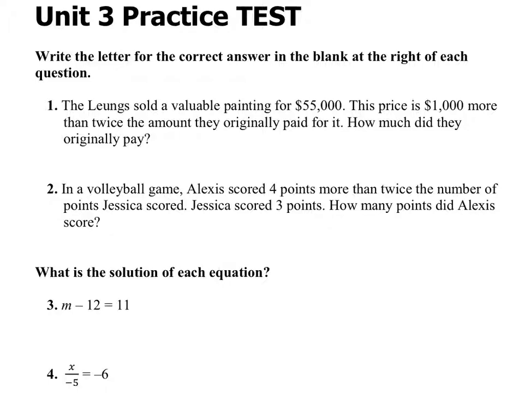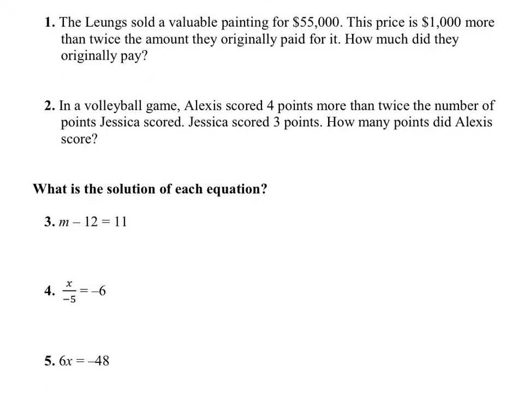All right. It says write a letter or something like that, but we're going to skip that. So, this family sold a valuable painting for $55,000. This price is $1,000 more than twice the amount they originally paid for it. How much did they originally pay? Well, we're going to start with that $55,000 right here. And because that's $1,000 more than twice, we have to take off $1,000.